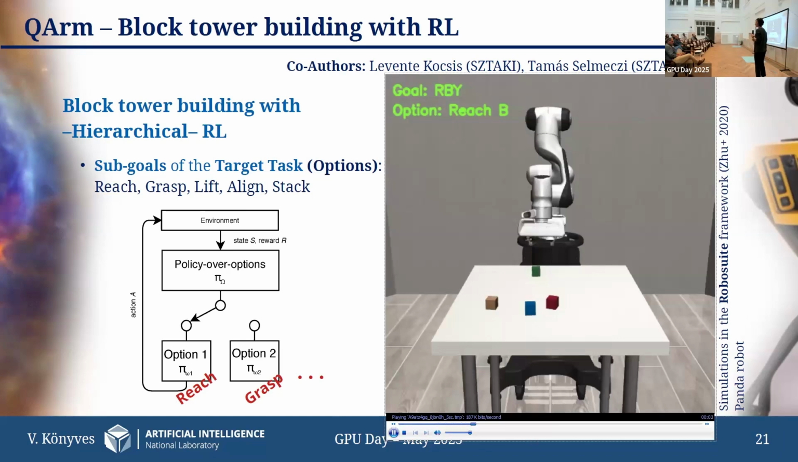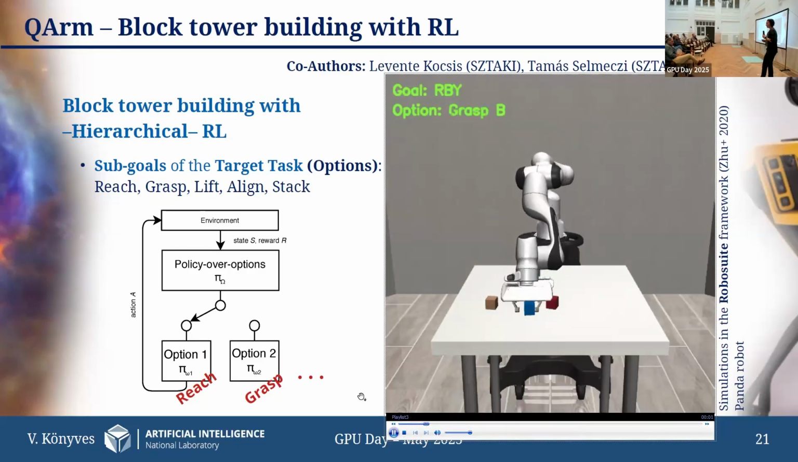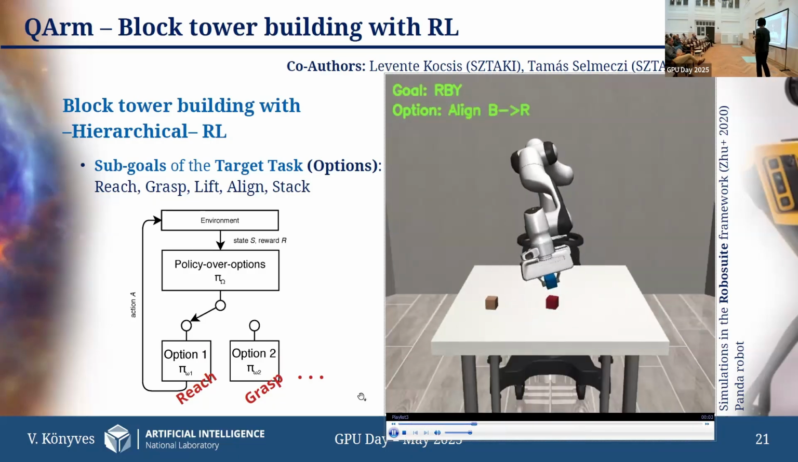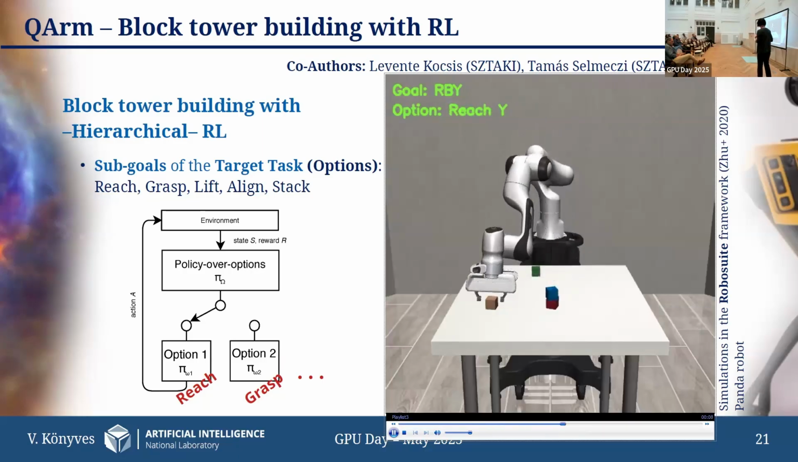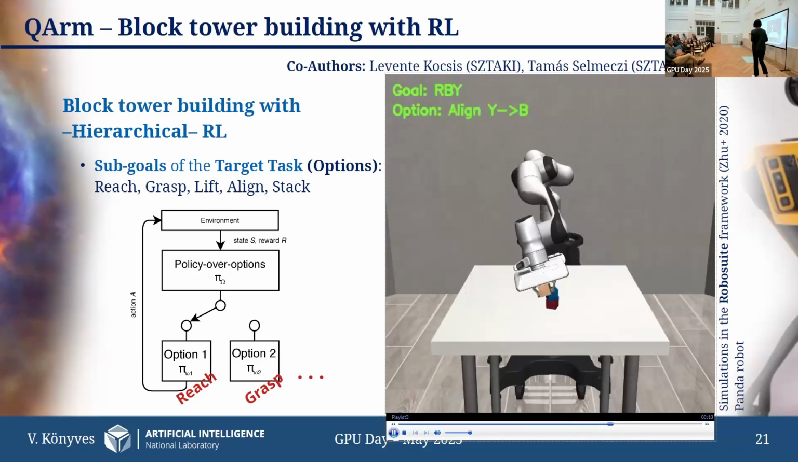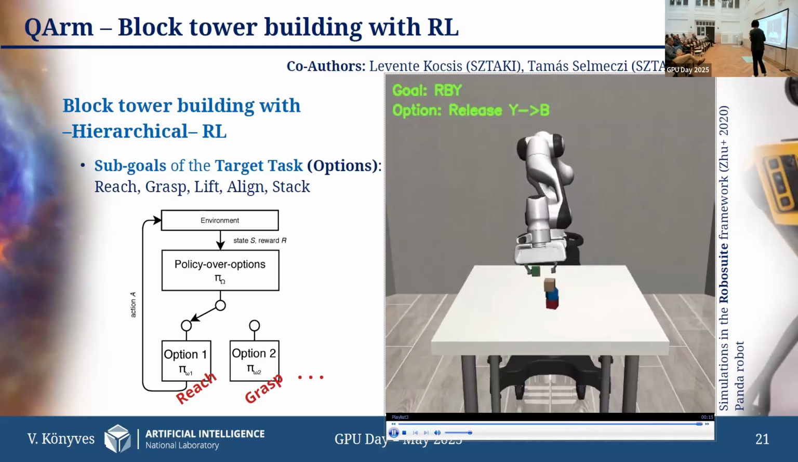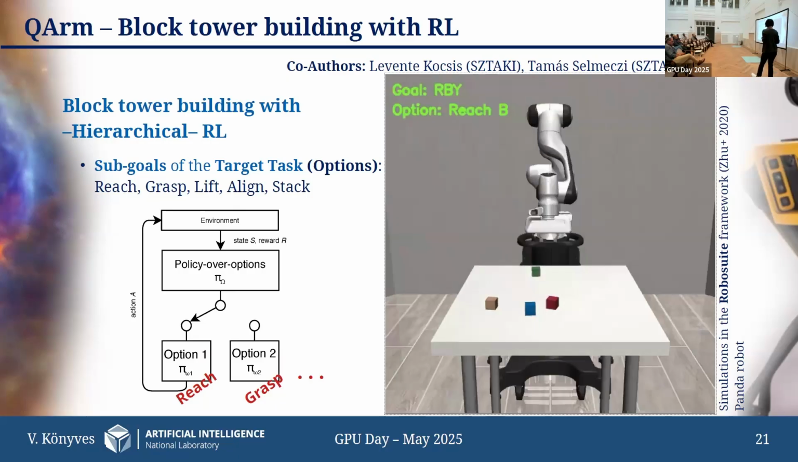And so what if I tell you that this block tower building exercise is still too complicated? Would you believe me? Let's try whether we can break it down into smaller pieces. And in this case, we figured out that we can. So let's break the block tower building exercise into smaller pieces, sub-goals, which we call options. In this case, that might be reach a block, grasp, lift, align, and stack it on another one.